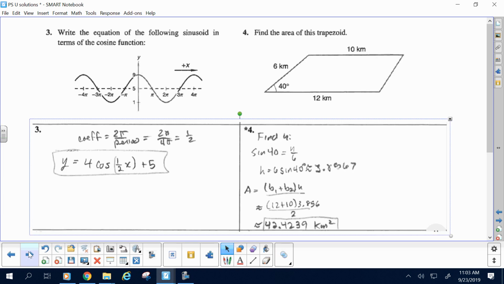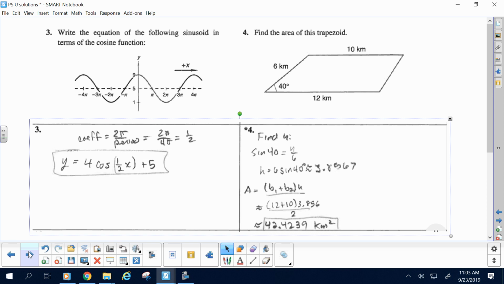Okay, number 3. The period of that was 4 pi, which means it was stretched a little bit. So now, instead of just x, you should have 1/2 x. So something like 4 cosine of 1/2 x plus 5. It did say write a cosine function, so if you use the sine function, it is wrong. It said in the question use cosine.